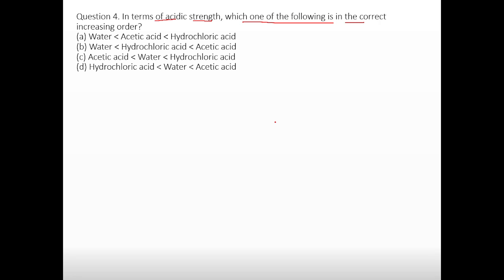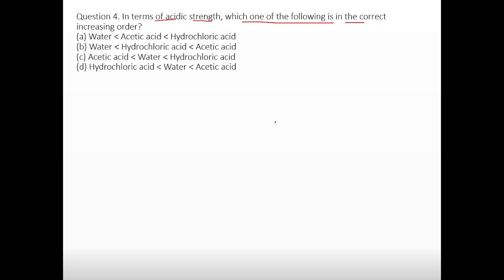Before that you can just go through the options. However it is, you just need to understand how you will solve it. The only way to solve this is to remember the concept of strong acid and weak acid. Clear? So let's check it out.